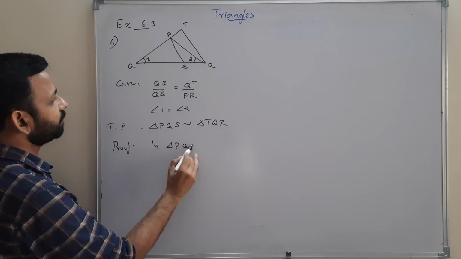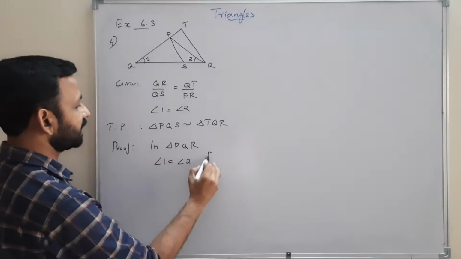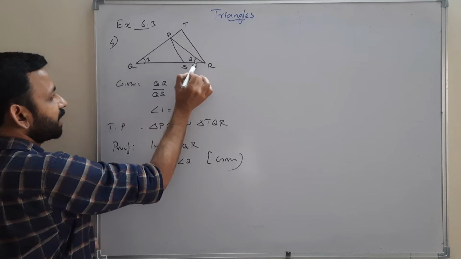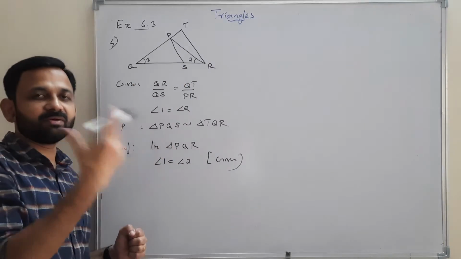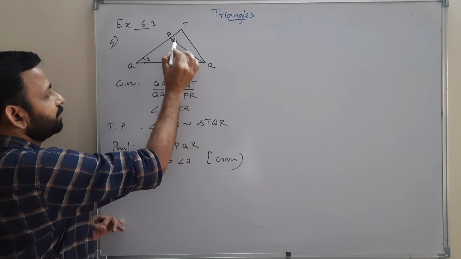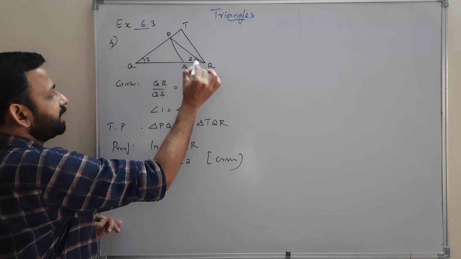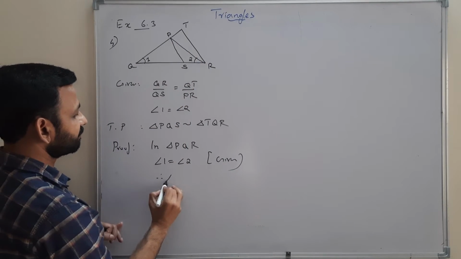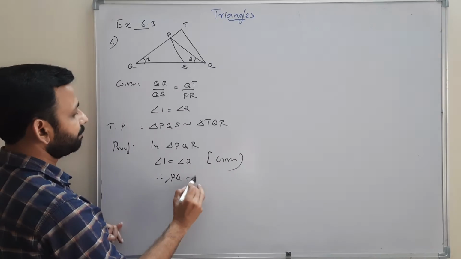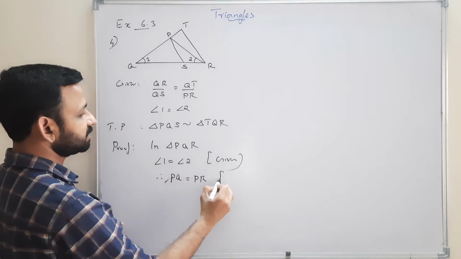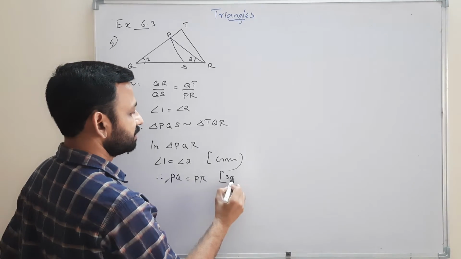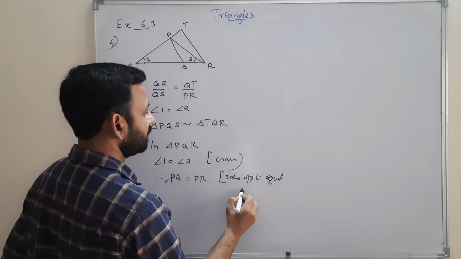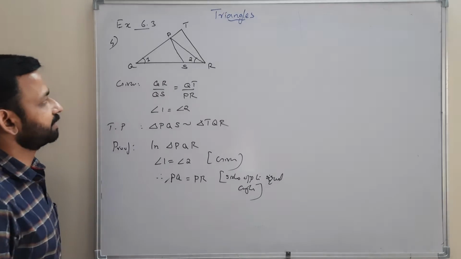In triangle PQR, angle 1 equal to angle 2, that is given. So the sides opposite to equal angles are equal. If angle 1 equal to angle 2, then the sides opposite, that is PR and PQ, will be the same, because that triangle is isosceles. So we can write, therefore PQ is equal to PR. Reason: sides opposite to equal angles.